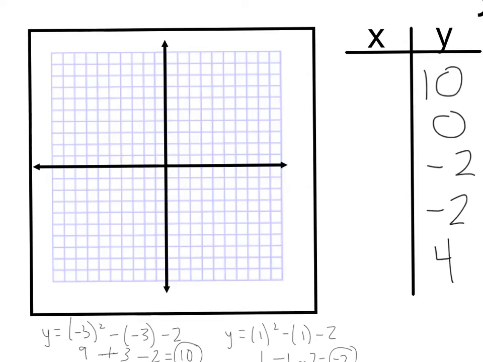So -3, 10 would be right there. -1, 0 would be right here. 0, -2 right there. 1, -2 would be right there. And then 3, 4 would be right there. Now, if you recall with quadratics, you have a U-shaped graph. It's a parabola. So I'm going to connect these ordered pairs and make my U-shaped parabola that goes through all of these points, and there's my parabola.